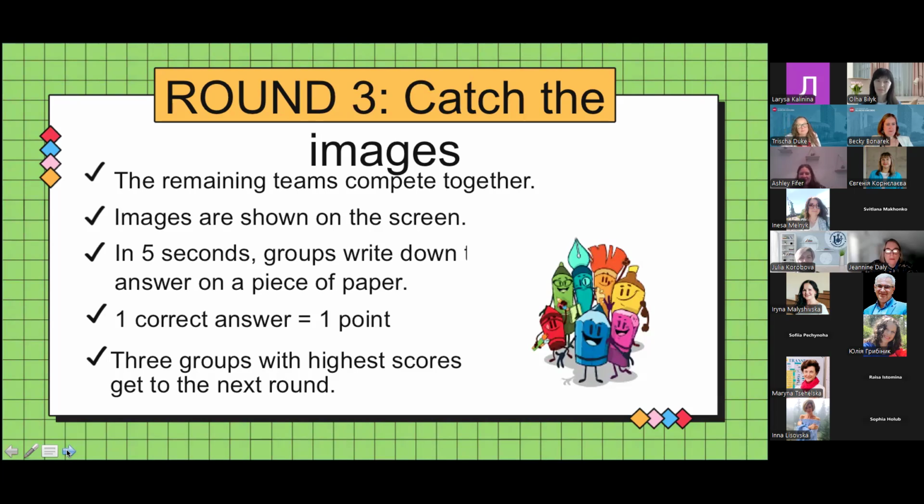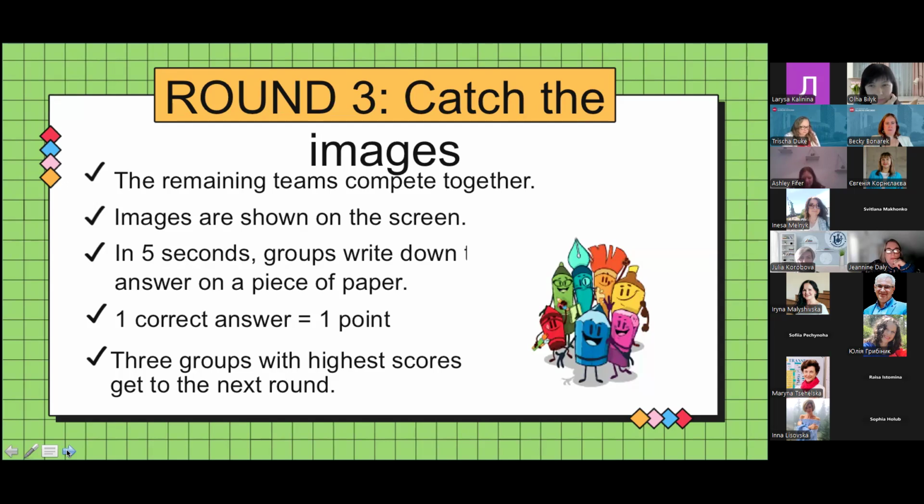So round 3, catch the images. Remember, I said in the first round, 10 teams moved on. In the second round, any team could move on who got the charades in 30 seconds. So we didn't know how many teams would be left. We had a lot of faith that we could do the game no matter how many teams were left. And what we did is all of the remaining teams would see the same images on the screen. And this is where I might ask you to play along, maybe in the chat section, if you want to type an answer in a second.